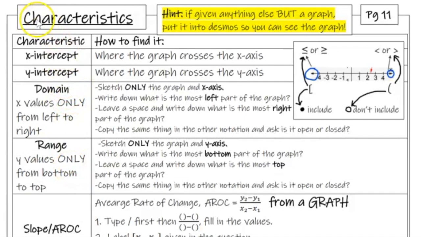We're going to continue taking a look at characteristics. This video is going to cover domain and range. So what is domain? Domain are X values only from left to right. So this is the notes on how you do that.